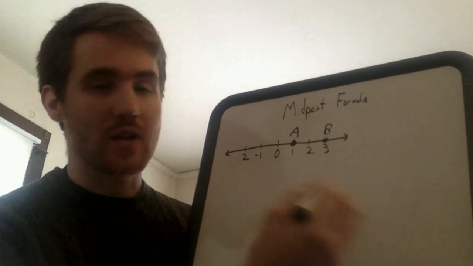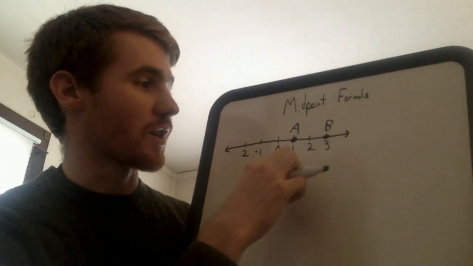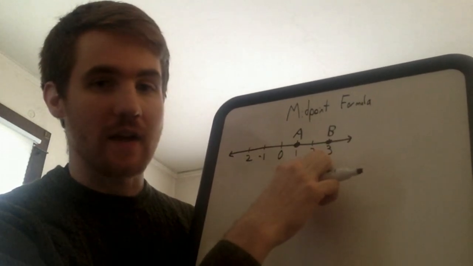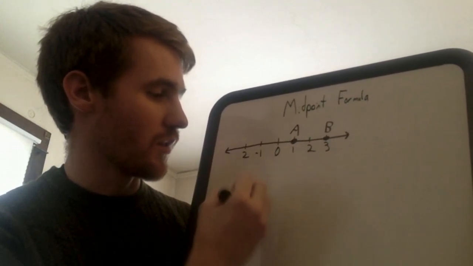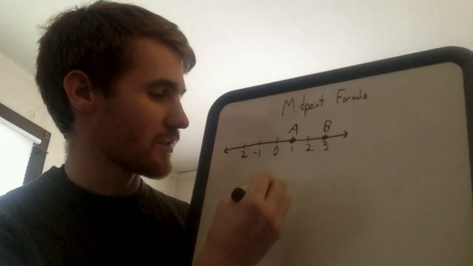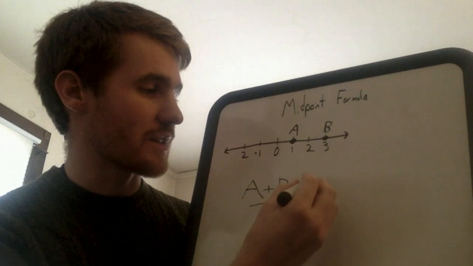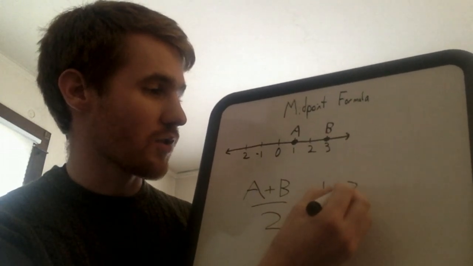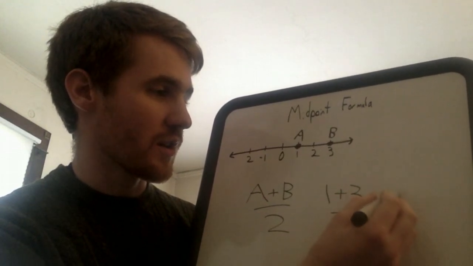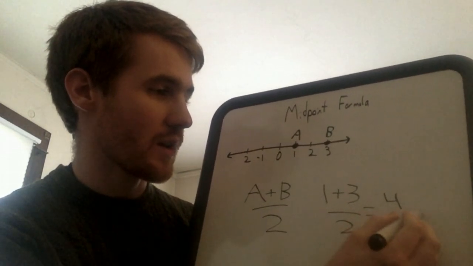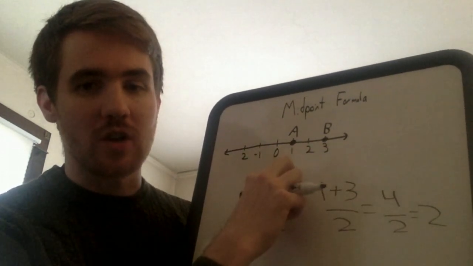You can always draw out a number line to solve a problem, but a shortcut that we learned earlier in the year is that we can also add these two numbers together and then divide by 2. So to find the middle between 1 and 3, we can do A plus B divided by 2. In this case, that is 1 plus 3 divided by 2. 1 plus 3 is 4, divided by 2 is 2. So that's how you'd find the midpoint of two numbers on a number line.